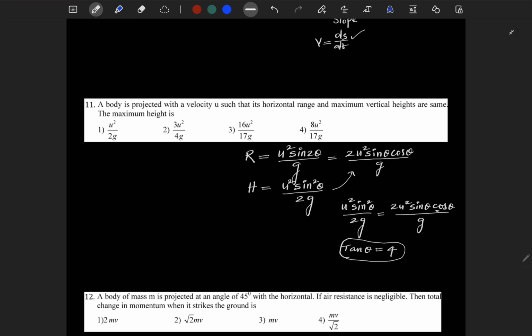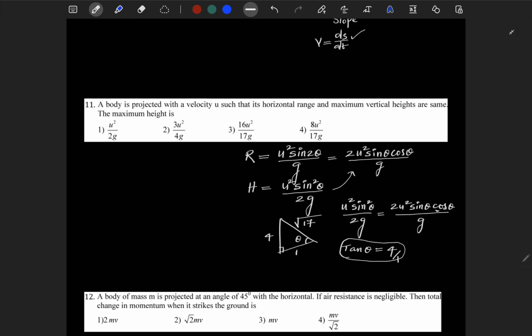If they are equal, you are supposed to find the maximum height. So maximum height is u square sine square theta by 2g, but it is to be given in terms of only u and g. So it is simple that if tan theta is 4, you can simply construct a right angle triangle, and represent some angle theta here. So tan theta is 4, or simply 4 by 1. This would become root of 4 square plus 1 square, which is root 17.